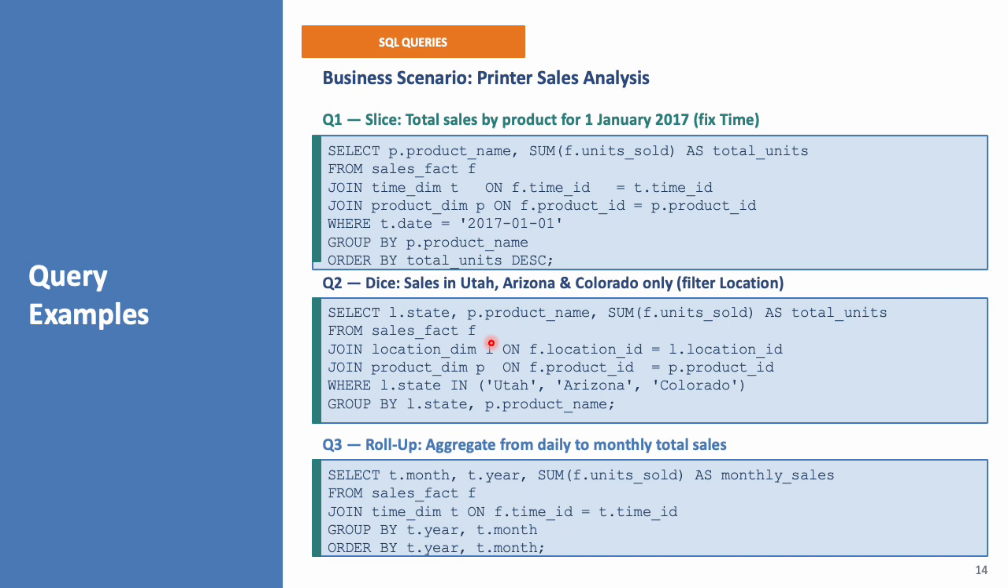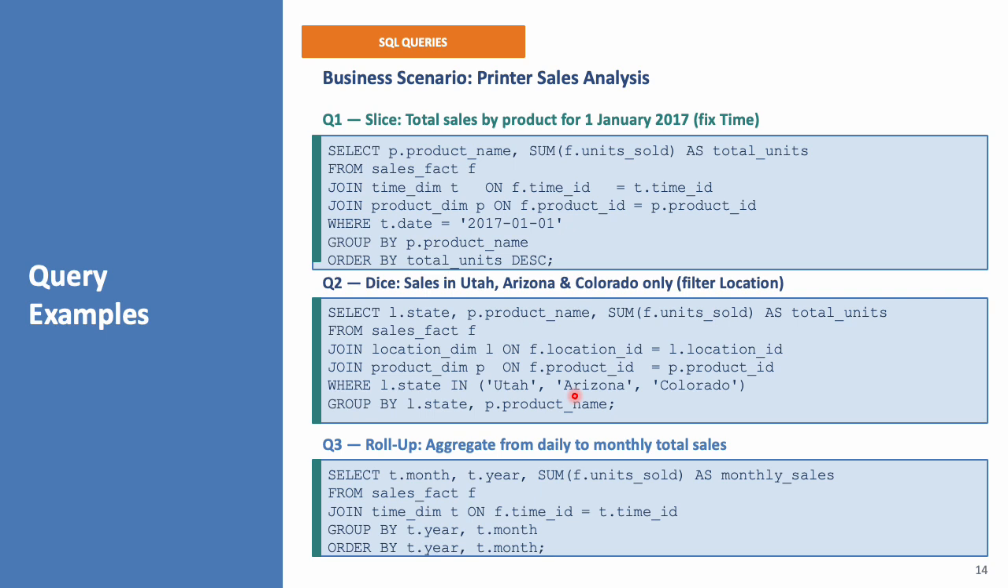Join. We join the location dimension so we can filter by state name and display it in the output. Where? This is the dice. The in keyword filters the location dimension to a subset of members, 3 states out of 5.